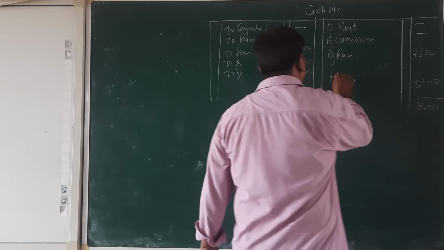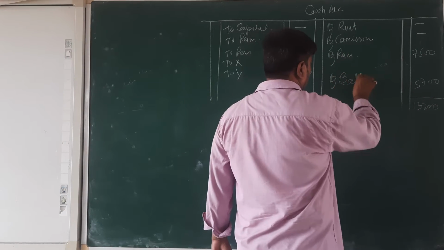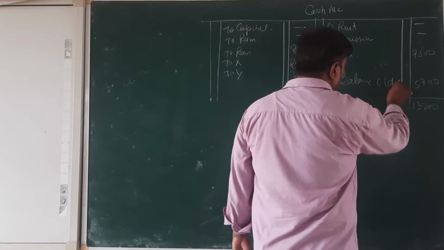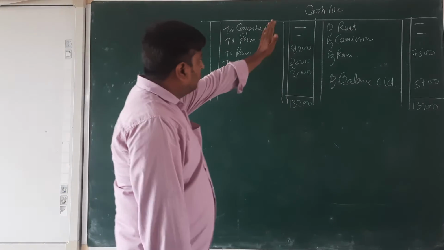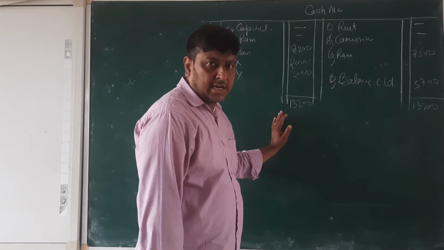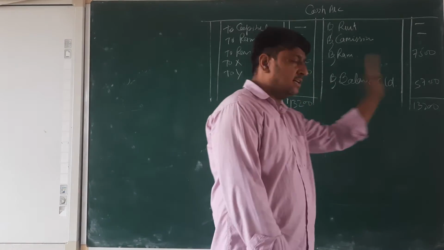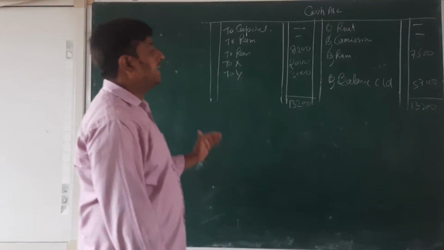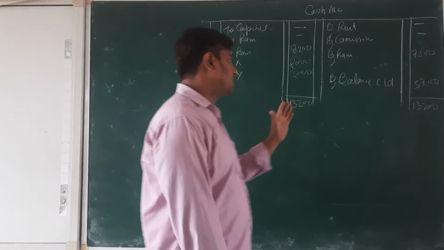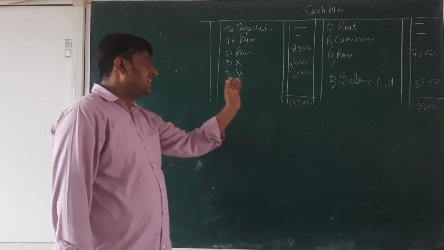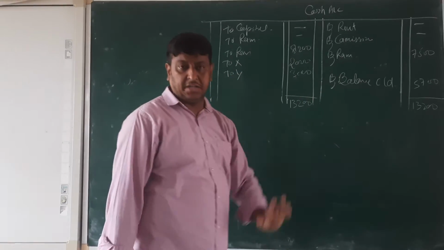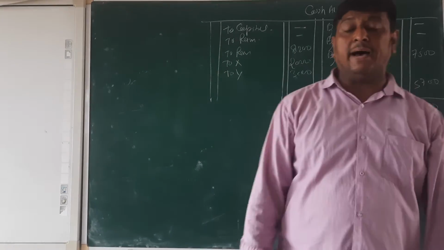By balance CD. We are going to take the total of the bigger side, put it on the lesser side, and then take the difference, and that difference is the by balance CD. If the difference is coming on the debit side, then it is to balance BD. We are going to put it on the to balance BD.